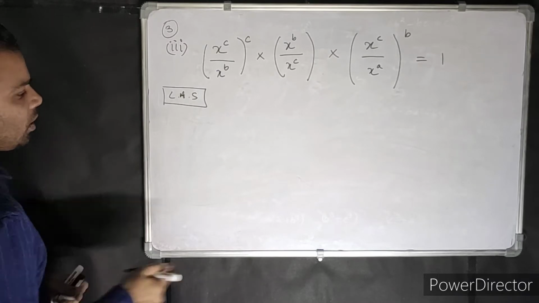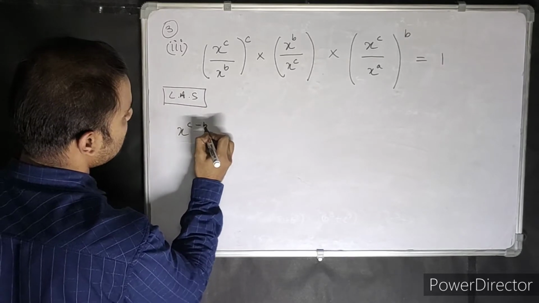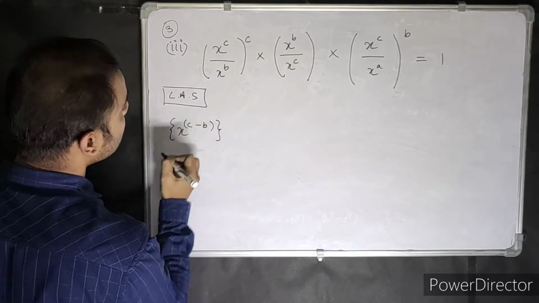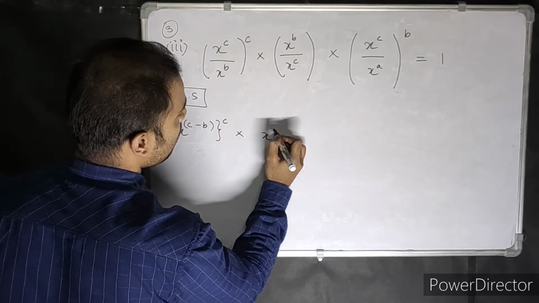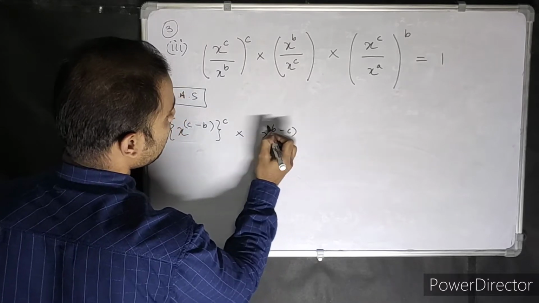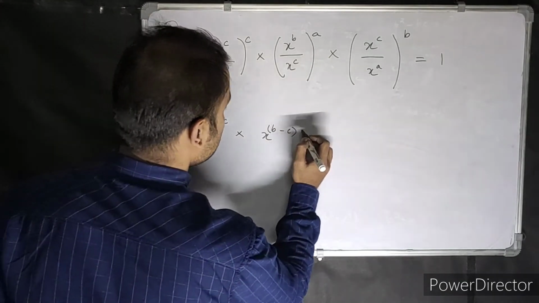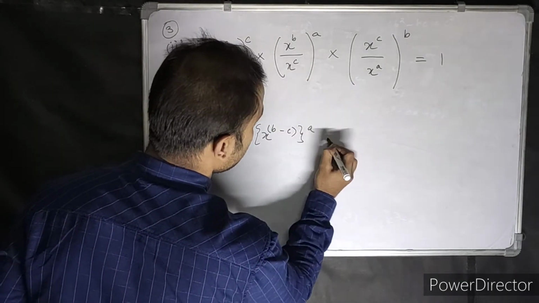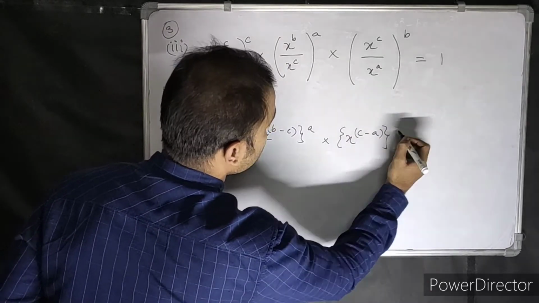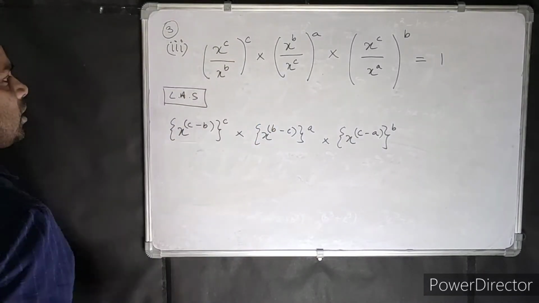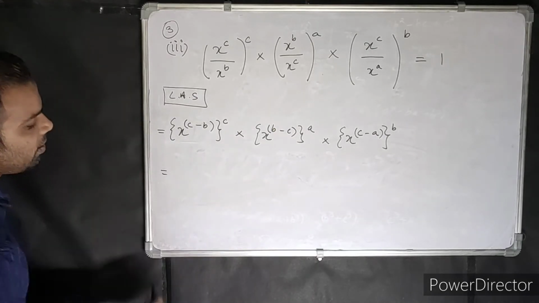All of you know what to do. That is x to the power c divided by x to the power b means x to the power c minus b, okay, whole to the power c, into x to the power b minus c, and I didn't write the power there. This is c, this has to be a, right? Yes, x to the power b minus c whole to the power a into x to the power c minus a, okay, whole to the power b. See, same bases, powers are subtracted. Same bases, when divided, powers are subtracted.